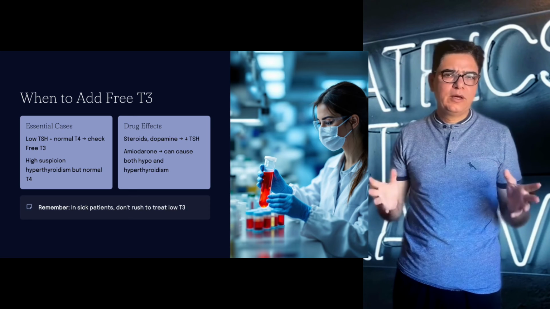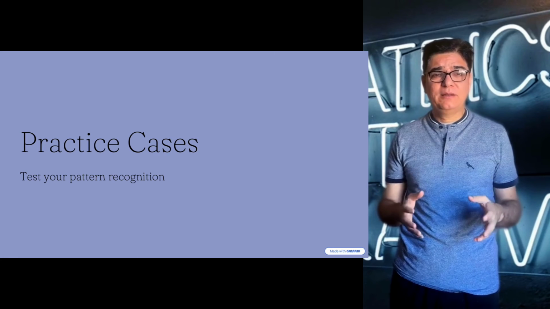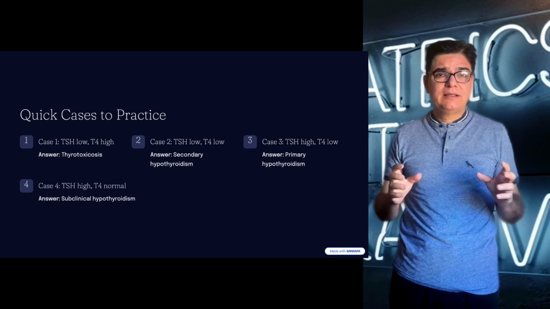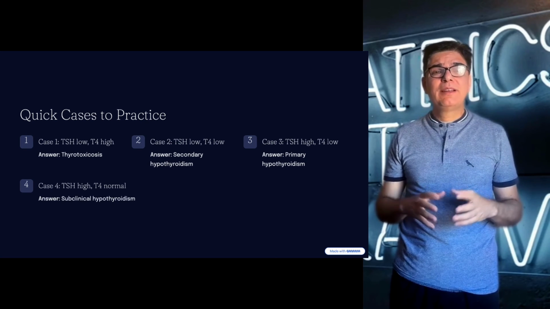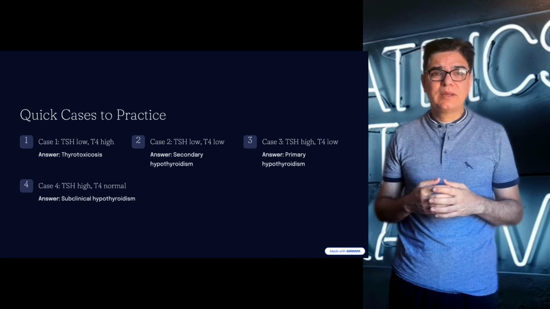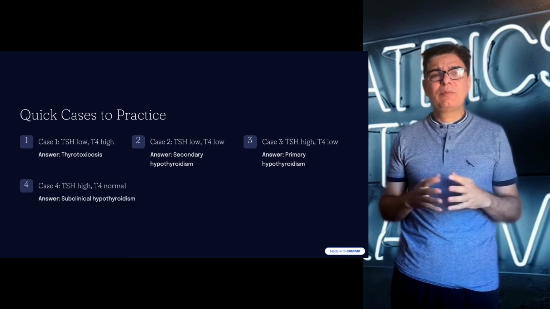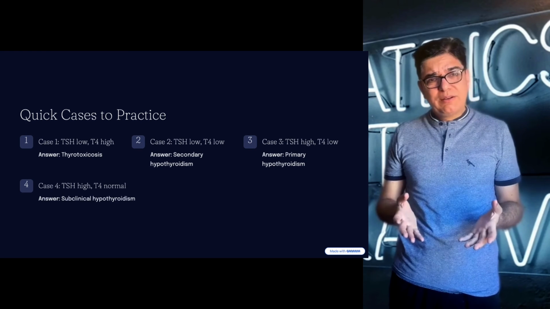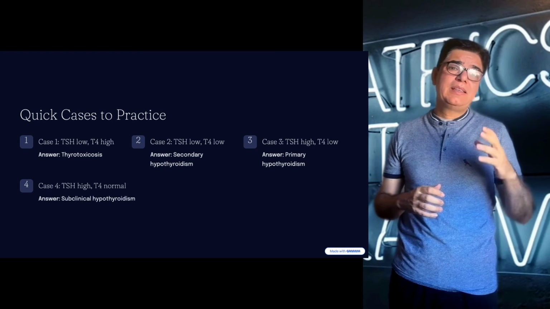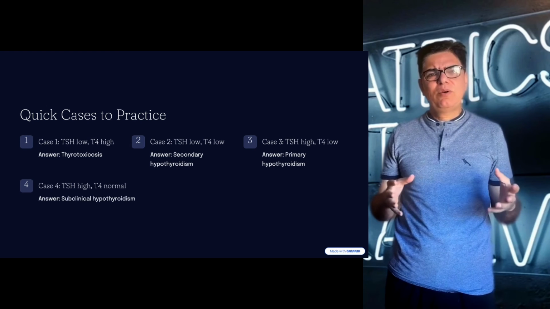So the way to practice all this is to look at certain cases. Look at case number 1. If the TSH is low and T4 is high, then what do you think? Yes, you're right, it's thyrotoxicosis. Case number 2, if the TSH is low and you look at T4, that is also low, so that is what we call a secondary hypothyroidism. Let's say the TSH is high and the T4 is low. Well, that is primary hypothyroidism. And if TSH is high but T4 is normal, as I told you earlier, that is subclinical hypothyroidism. So again, the key is the same thing. Always TSH first, and then you look at the free T4 levels.